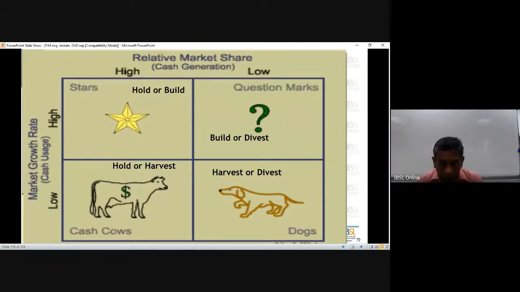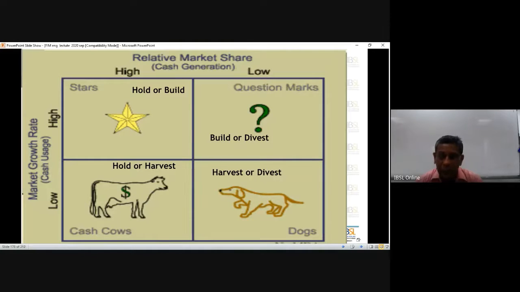The next one is the harvest strategy, which basically means reducing investment in a product in order to maximize the cash return from it. There is no point if your products are in the dogs quadrant in further investing money. So therefore you harvest. Harvest means reduce investment, only do the maintenance. That can also be applied to cash cow, because while your product is at the maturity stage, you don't want to spend more money.